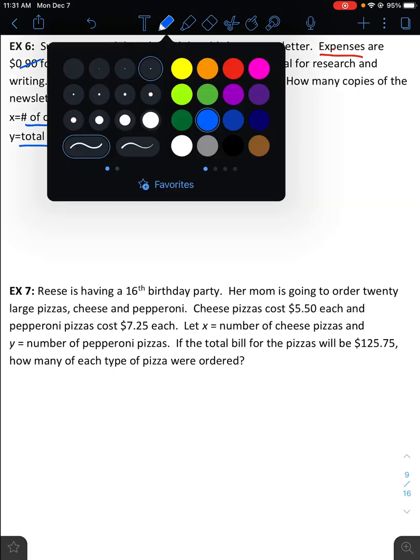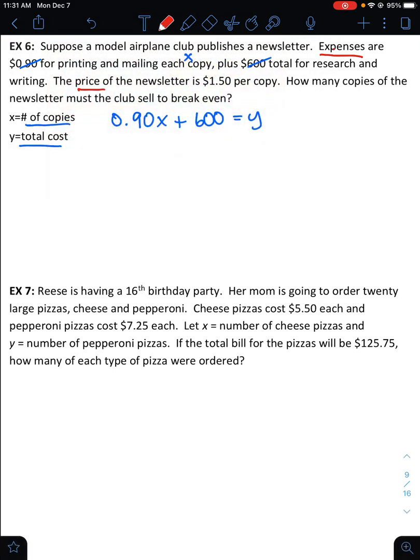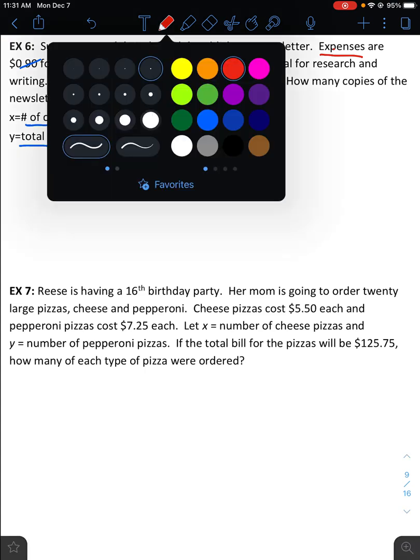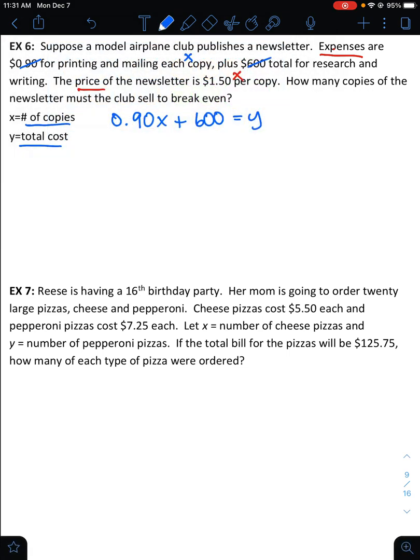The price of each newsletter is $1.50 per copy. So there's that copy again. So $1.50 goes with X. So I've got the price of each copy. So $1.50 times X is just the price, or the total revenue. Okay, so there are my two equations.